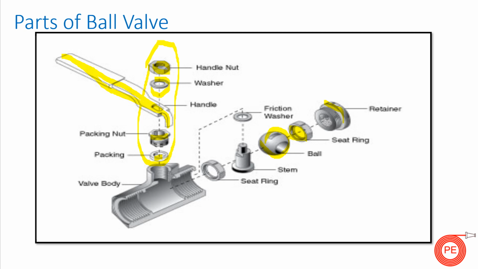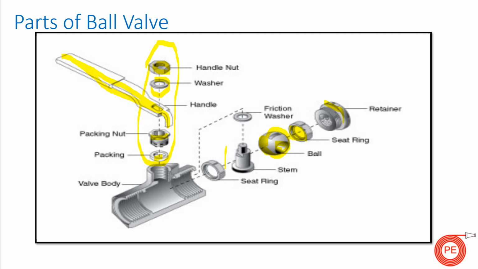This is the ball. Generally CF8M or stainless steel balls are used, and as you can see, there is a hole in the ball. When this hole is in the direction of fluid, the fluid will move inside it, and the valve is in open condition. And when the solid part of the ball comes in the direction of fluid, the flow is restricted and the valve is in off condition.